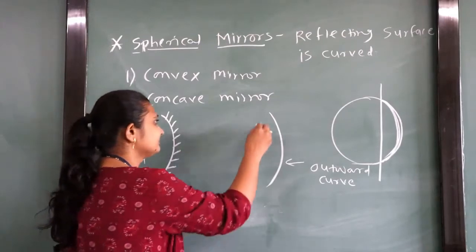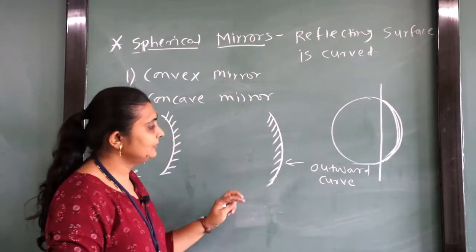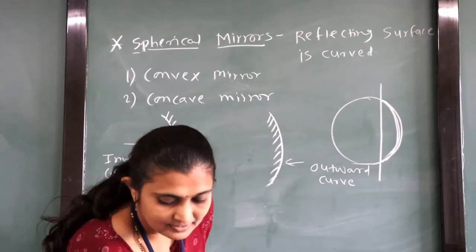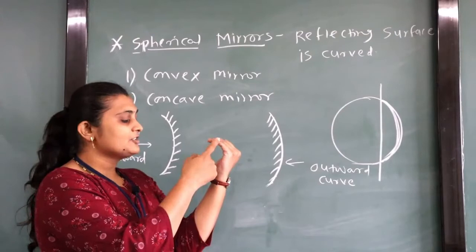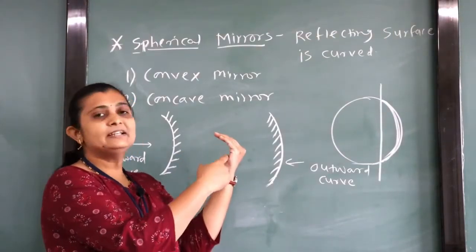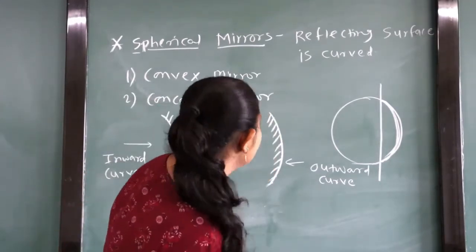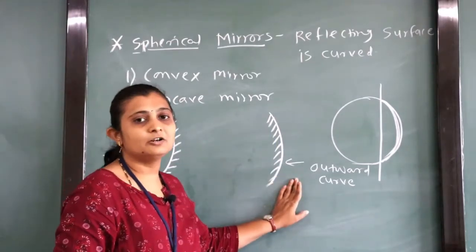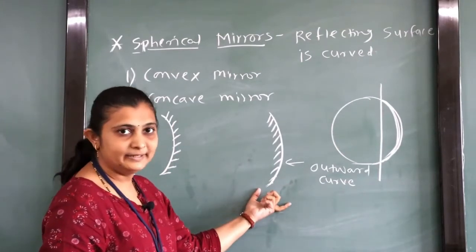And if the outward curve is made reflecting, that is called the convex mirror. Suppose our hand is the part of the spherical shell, then this outward part is called the convex mirror and this inward part is called the concave mirror. These are the two types of mirror, convex mirror and concave mirror. This is the concave mirror and this one is the convex mirror.